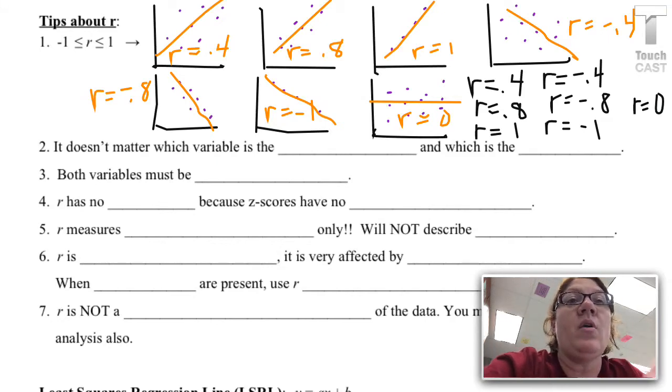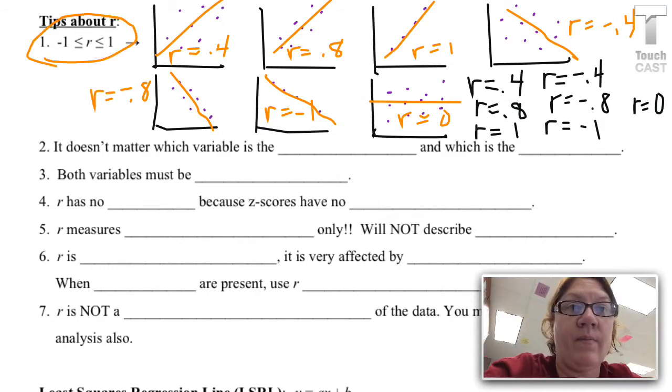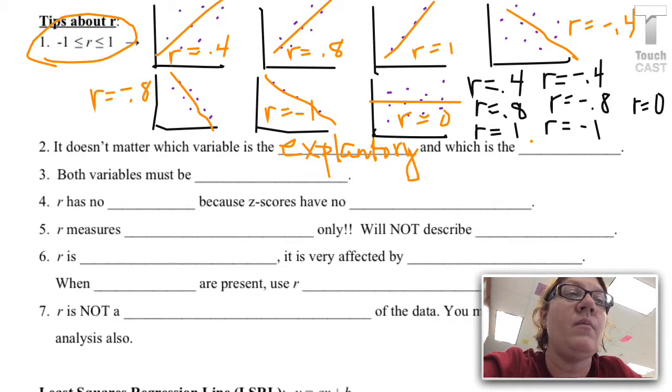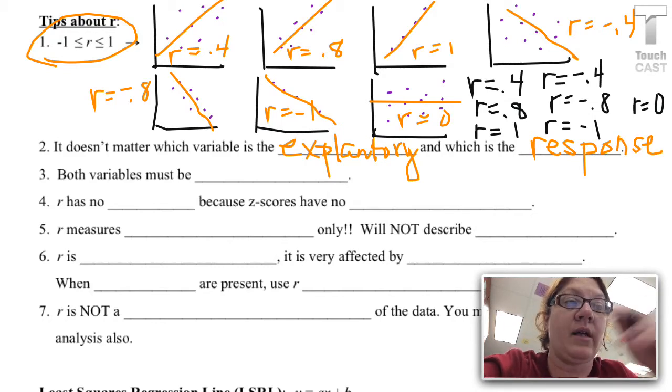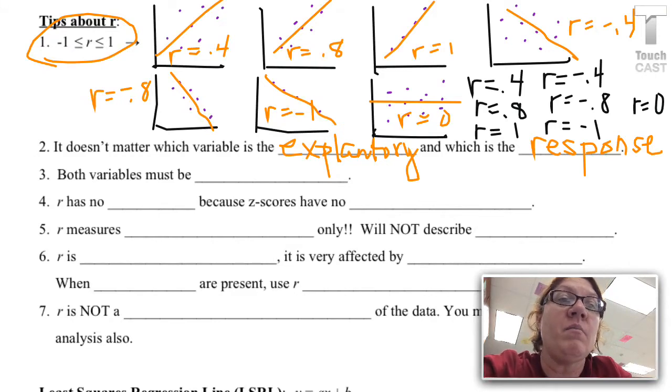So some things to remember about R in addition to being able to match them up, and yes, it has to be a value between positive 1 and negative 1, is that it doesn't matter which variable is the explanatory and which one is the response. I can switch them and the R value will still turn out to be the same. And since I know you probably don't believe me, we're going to look at this tomorrow when we do the femur and humerus.